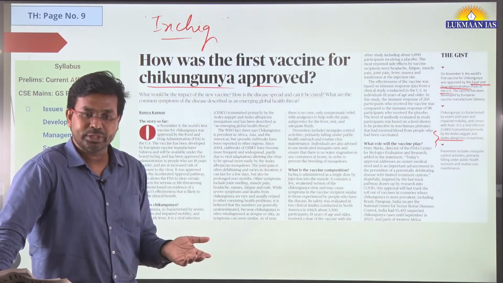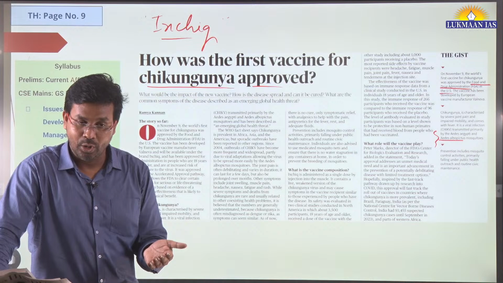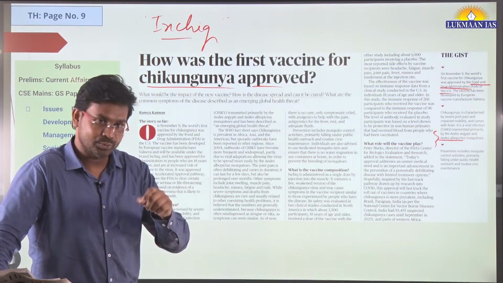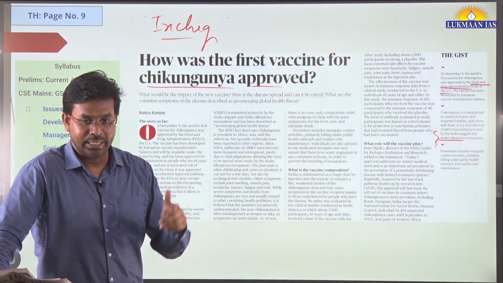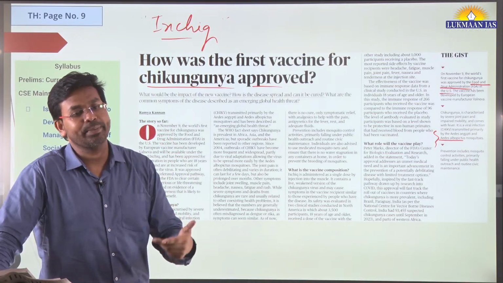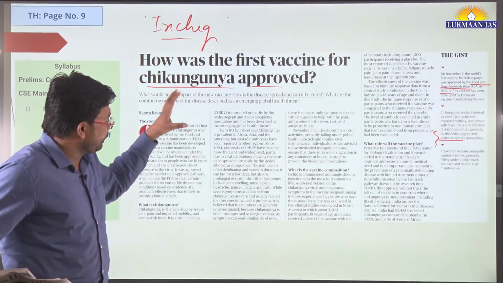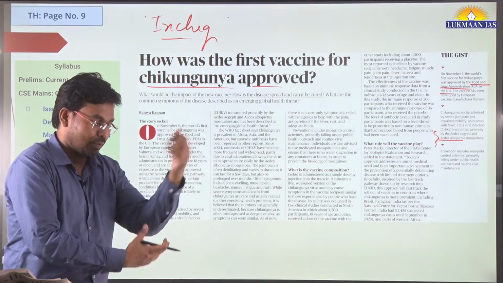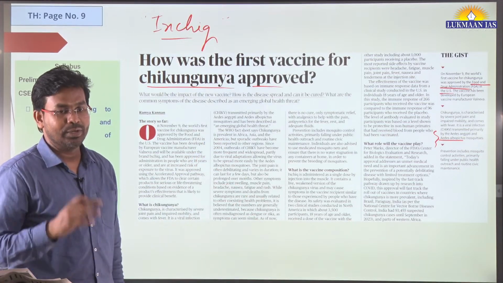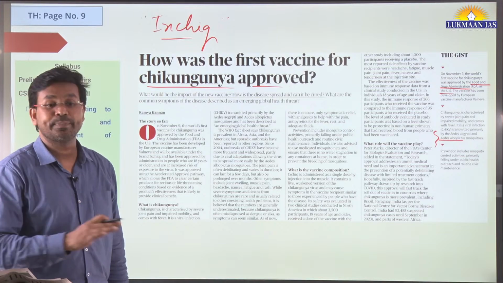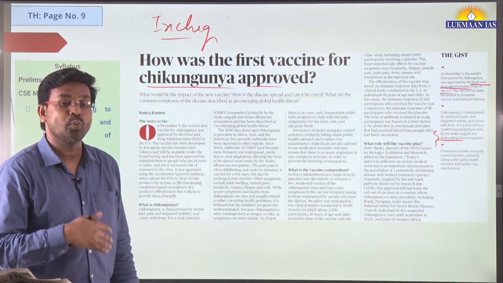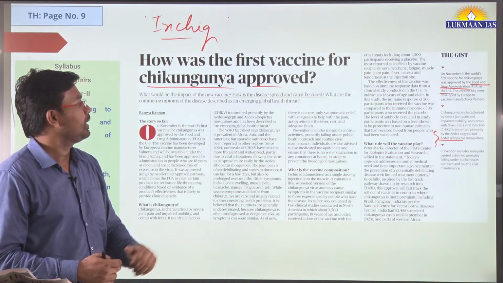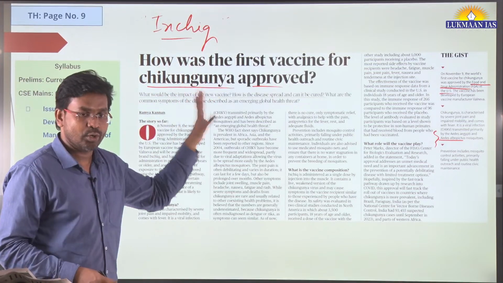So far related to chikungunya, no cure was available. Only symptoms were treated. For example, if a person gets fever, fever related tablets will be given. If that person gets body pain, body pain related things will be given. And if you have chikungunya, your joints will start paining so much that you are unable to walk also. It is a viral infection. So far, no vaccine or cure was available.